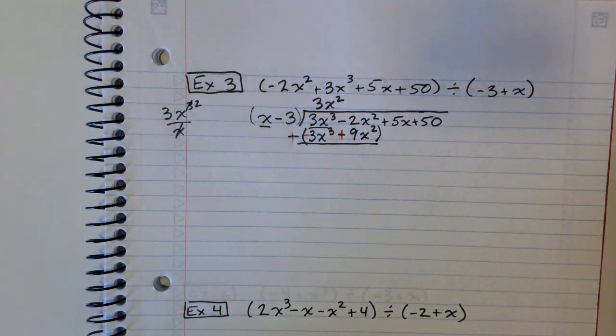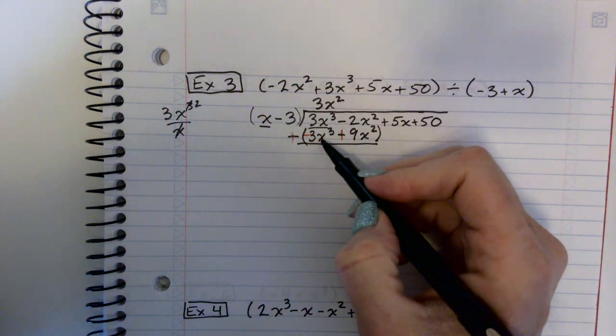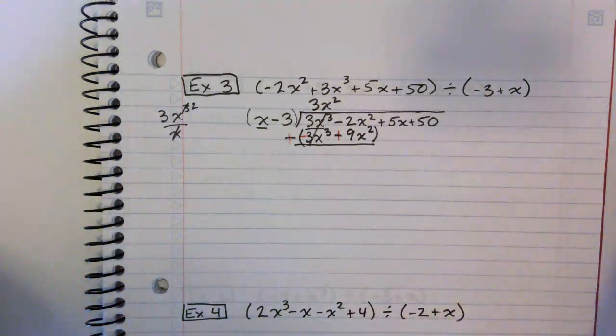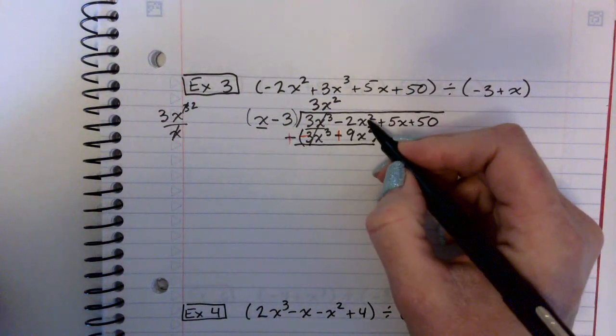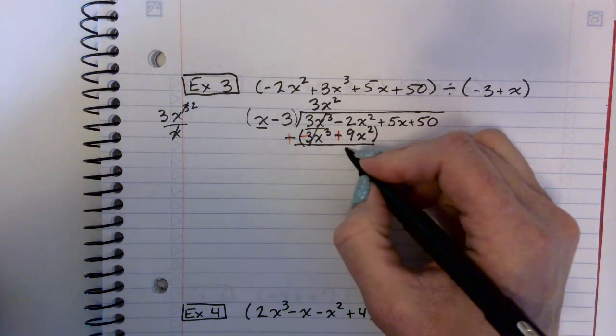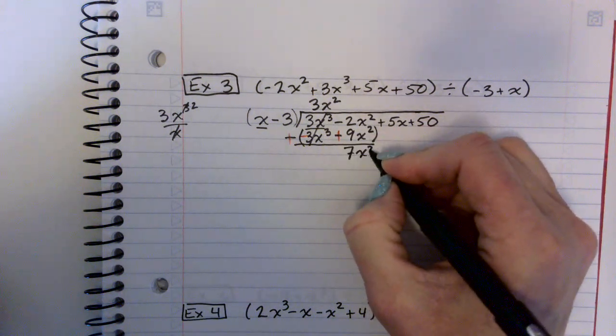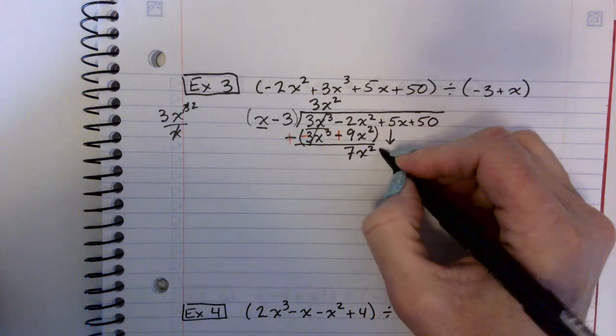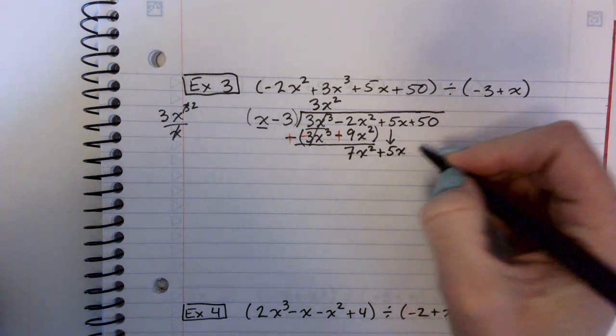Okay, so we distributed. 3x cubed minus 3x cubed cancels out. Nothing left. Negative 2x squared plus 9x squared is 7x squared. Then you carry your next term down like we did before, plus 5x.